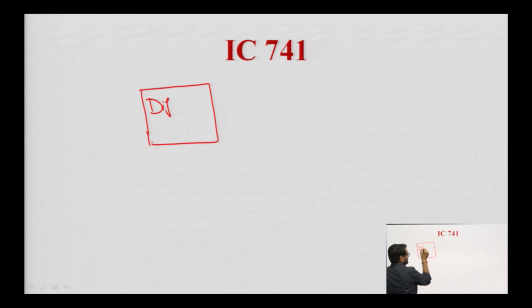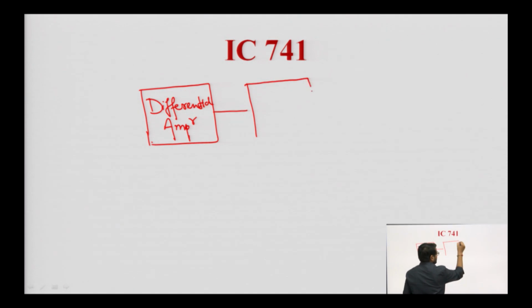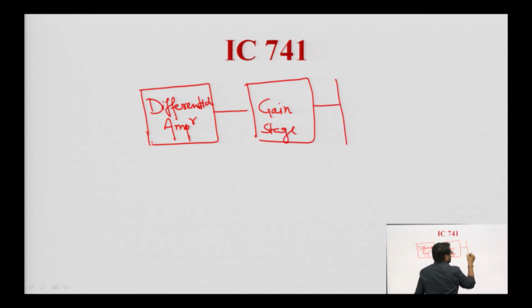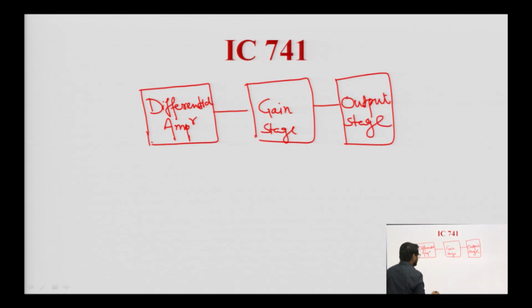If you see the block diagram of IC 741, we get 3 blocks. The first one is the differential amplifier, the second stage is the gain stage, and the last is the output stage. We discuss the role of CC.